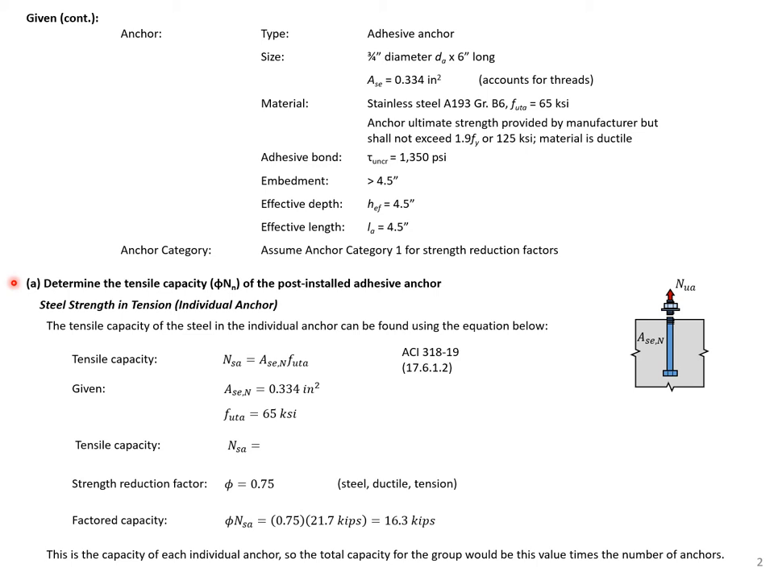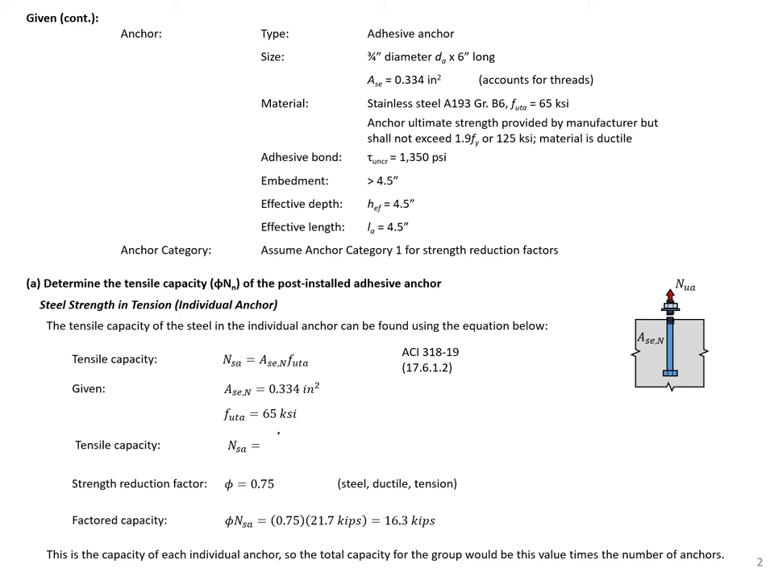Our next step, or the first part of the problem, is to determine the tensile capacity of the post-installed anchor. To do this, we need to look at the different failure mechanisms that can happen with the anchor. The first one is the steel strength in tension. So we can just have a failure of the anchor in direct tension. The tensile capacity can be found using this equation from ACI 318. We have our given area and given ultimate tensile strength for our anchor.